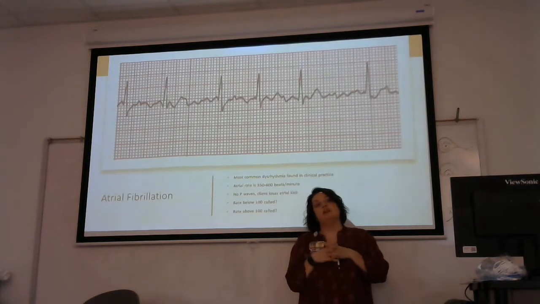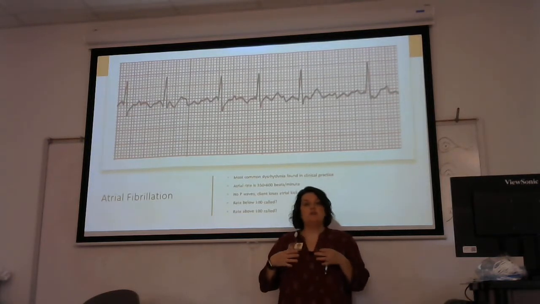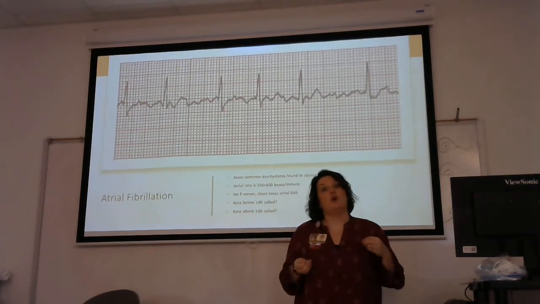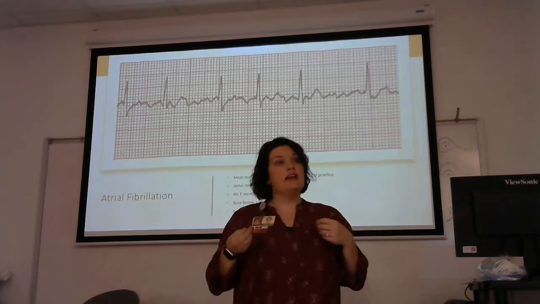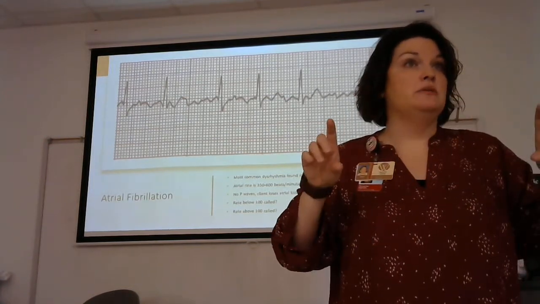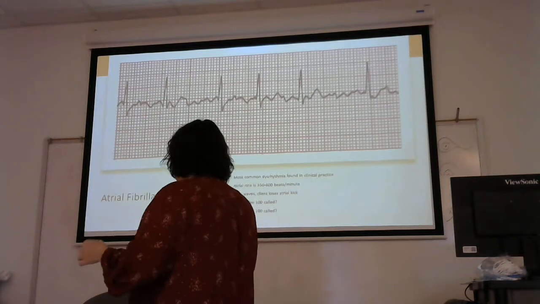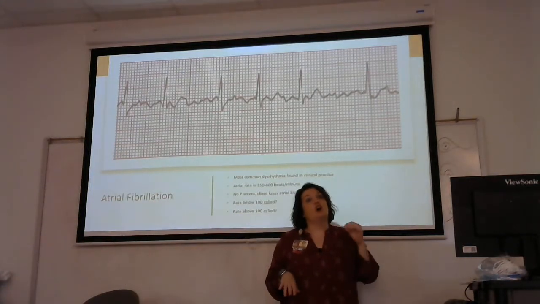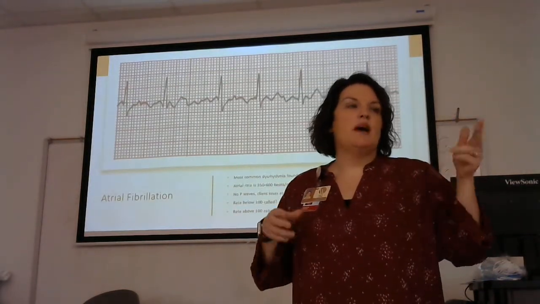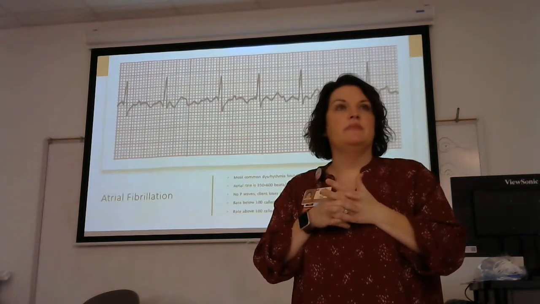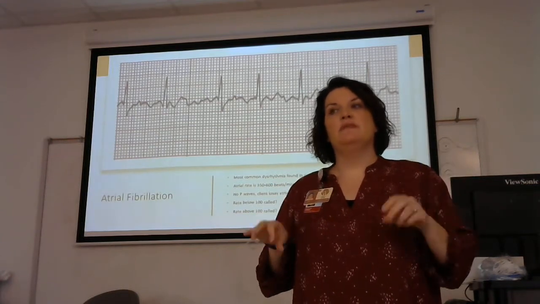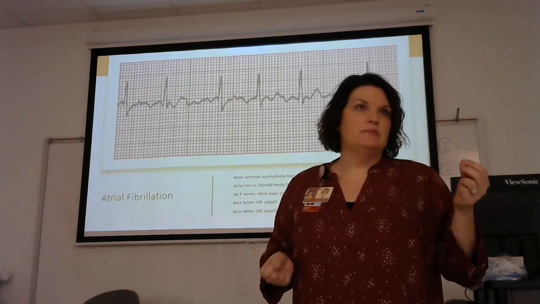When you look at your rates associated with AFib, if you have a rate that's less than 100, like 60 to 100, that's called controlled, meaning your rate is controlled. In controlled AFib, your patient won't have a lot of signs or symptoms. Now, when the rate goes above 100, we call that AFib with RVR, rapid ventricular response, or some people call it rapid ventricular rate. Either one is fine. When that heart rate goes up above 100 and it's AFib with RVR, you're going to see more signs and symptoms.